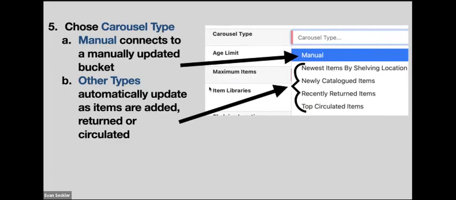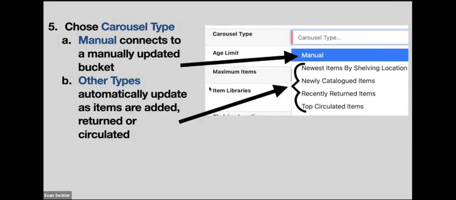And then the other types are automatically updated. So newest by shelving location, newly cataloged, top circulated. We like using the recently returned items. That kind of shows patrons what's hot and what's out right now. We used to have a cart that had some of those recently returned items on display, and this carousel would reflect that.